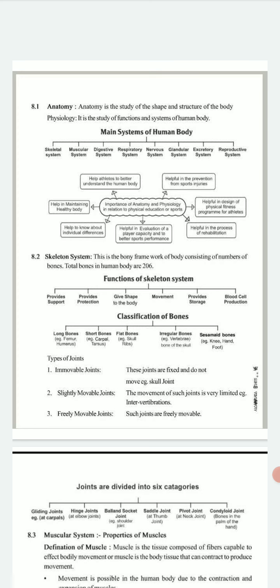Next, main systems of the human body. The first system is the skeletal system, then the muscular system, digestive system, respiratory system, nervous system, glandular system, excretory system and reproductive system. So these are some systems of the human body. Examples are the skeletal system, muscular system, digestive system, respiratory system and others.